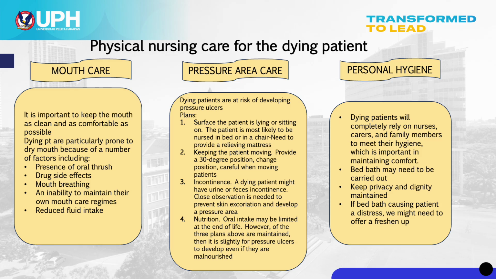So there are some physical nursing care for the dying patients. These three are the most important. Remember that you provide mouth care. Keep the mouth as clean and comfortable as you can. When they are in the end-of-life stage, they don't speak. The mouth is shut. They might develop oral thrush. So make sure you clean inside of the mouth, the lips, the tongue.